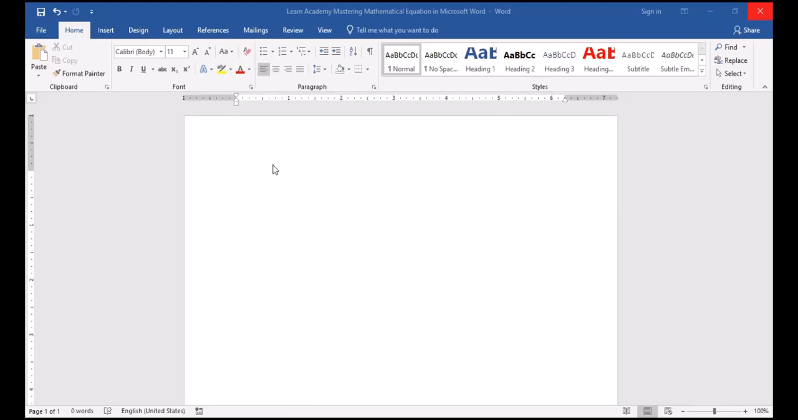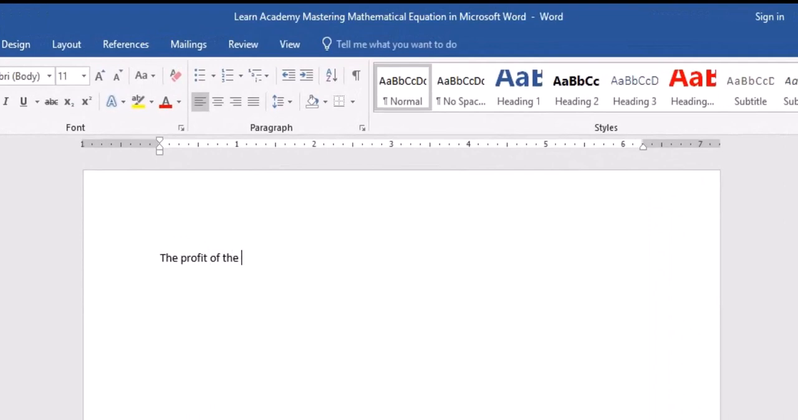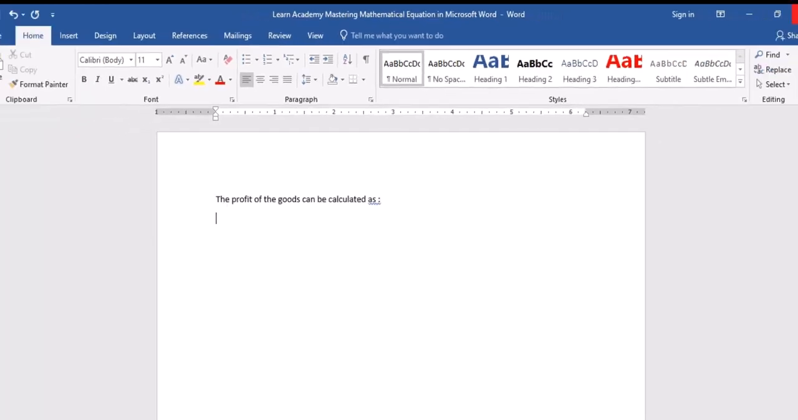So let's get started. For example, let's say I want to type an equation. Let's say as a business manager, I want to calculate my profit. The profit of the goods can be calculated as... So I want to insert the equation for calculating my profit.